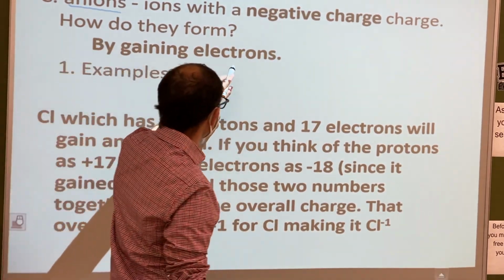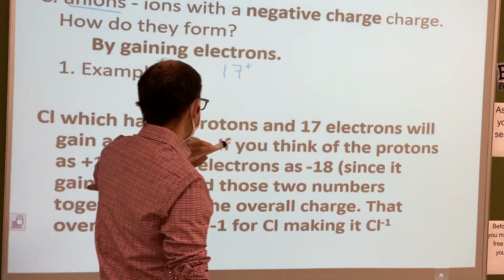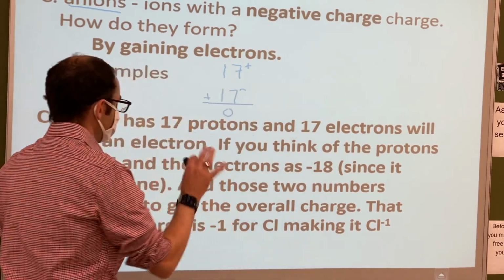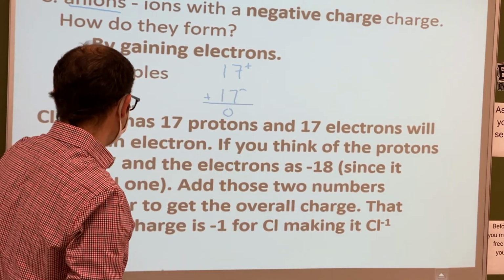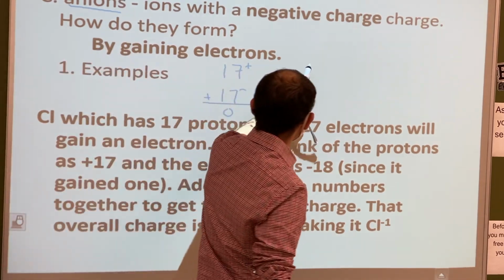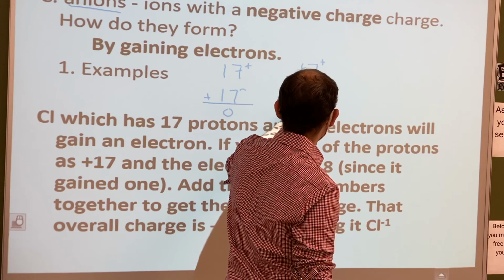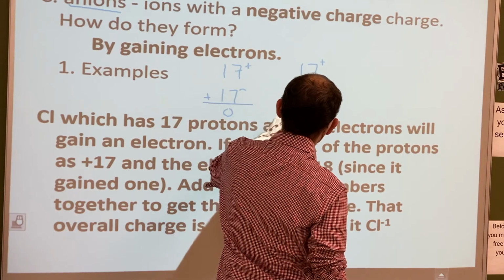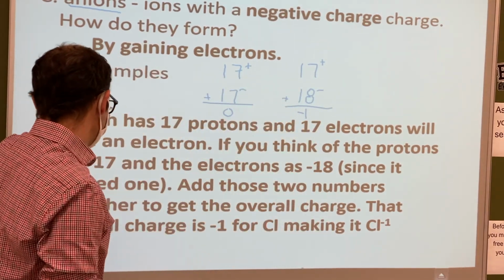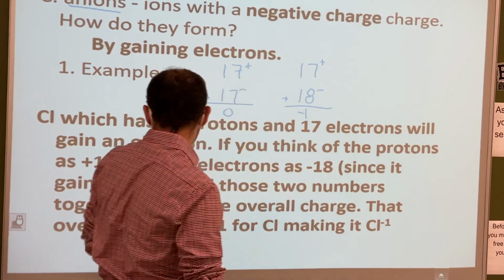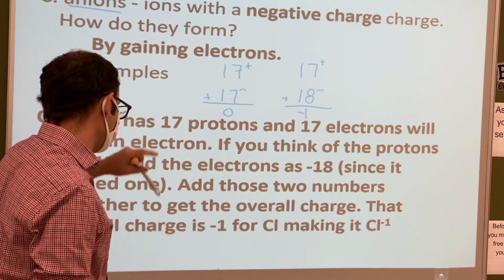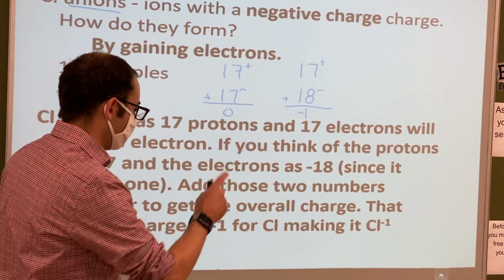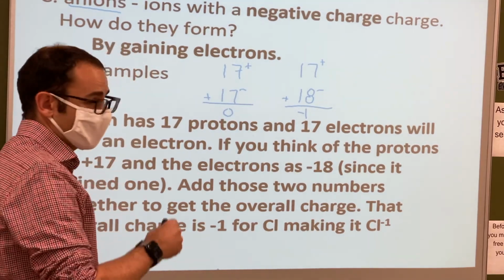Chlorine has 17 protons. So 17 plus 17 electrons. So normally it's neutral, all right? It's going to gain an electron. So let's rewrite it. So we now have 17 protons and it gained an electron, so it's 18. So now when we combine these, it's going to be -1, all right? So the electrons is -18 since it gained 1. Add those two numbers together and we get the overall charge, and that overall charge is -1 for chlorine, making it Cl -1. So it gained an electron.